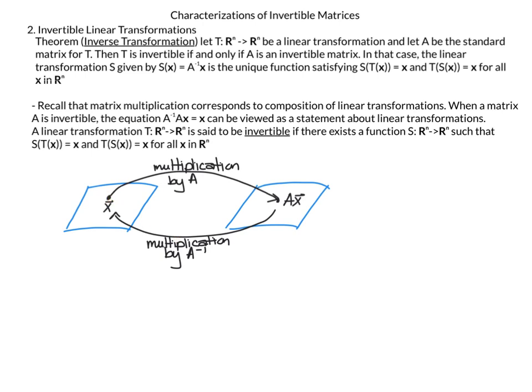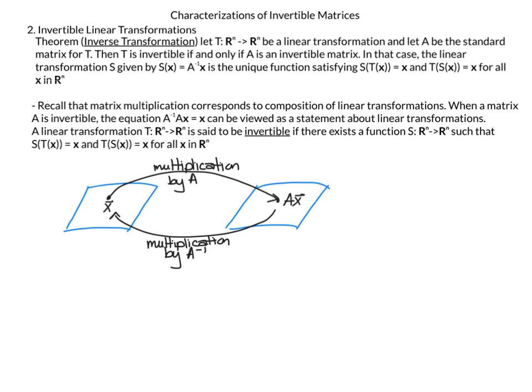So a linear transformation T from Rn to Rn is said to be invertible if there exists a function S from Rn to Rn such that S of T of X is equal to X and T of S of X is equal to X for all X in Rn. So this is like T would bring us over here, and then S would bring us right back to where we started. So sort of what you would think of as an inverse. Rather, exactly what you would think of as an inverse.